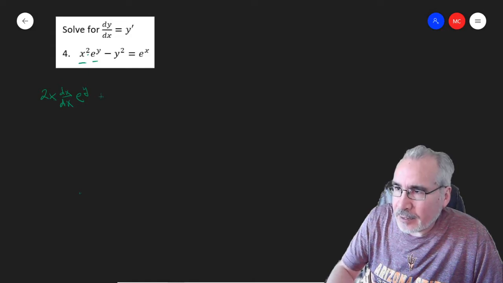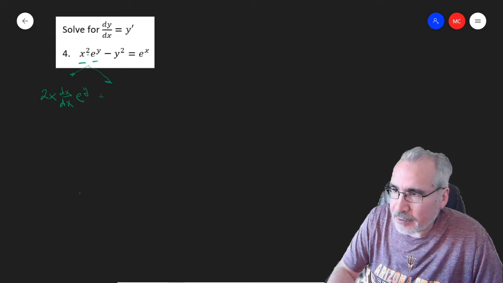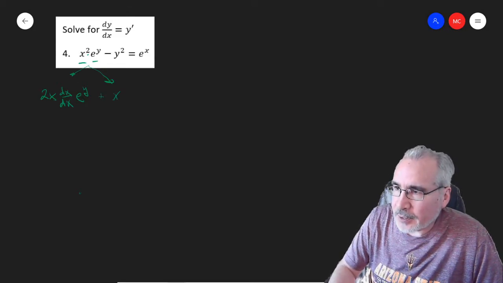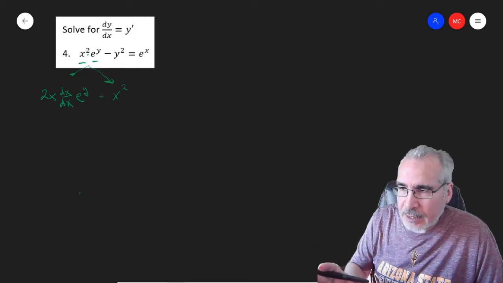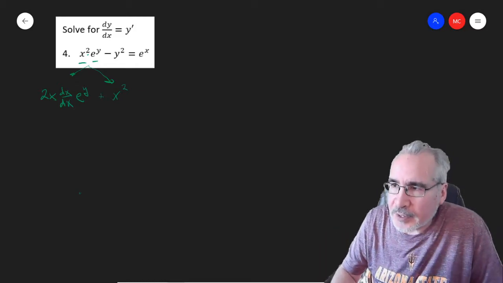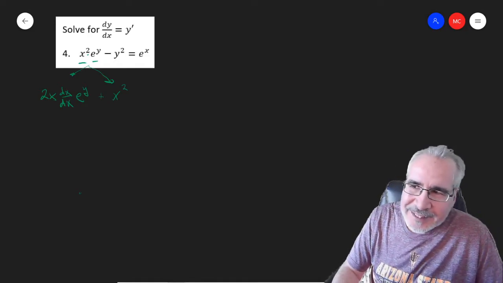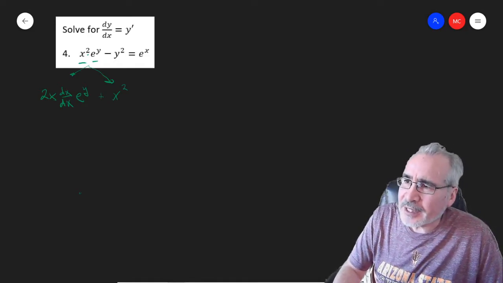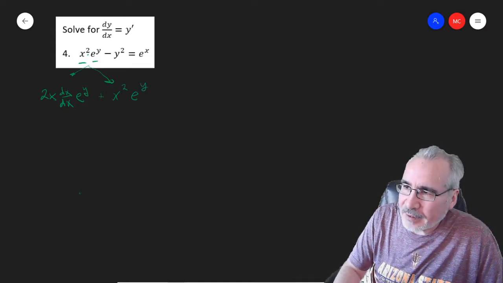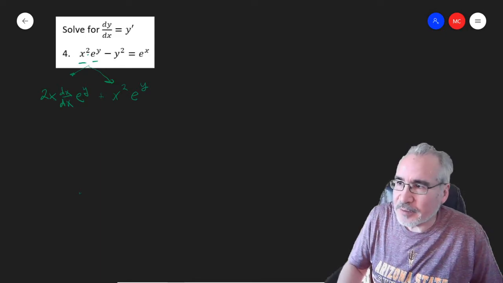Then we add, because remember, when you have a product rule, you get 2 parts added together. So now we have the first part, which is x squared. Nothing done. I didn't take its derivative. I didn't touch it. E to the y, I'm going to take its derivative, and this is where it's kind of cool, but it's kind of what's going on here. E to the y is its own derivative. Okay, I took its derivative.